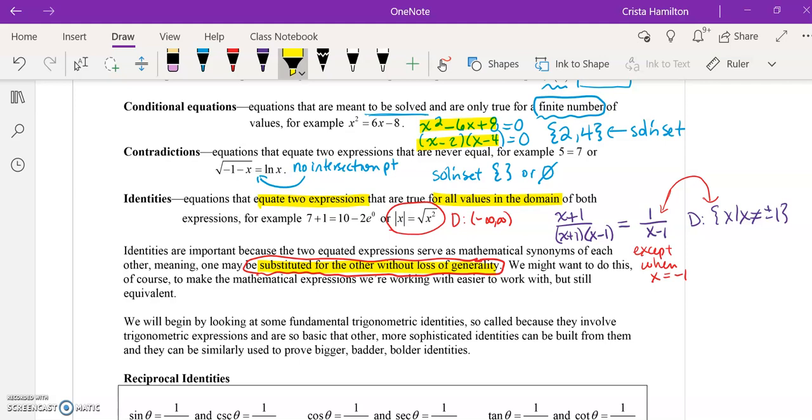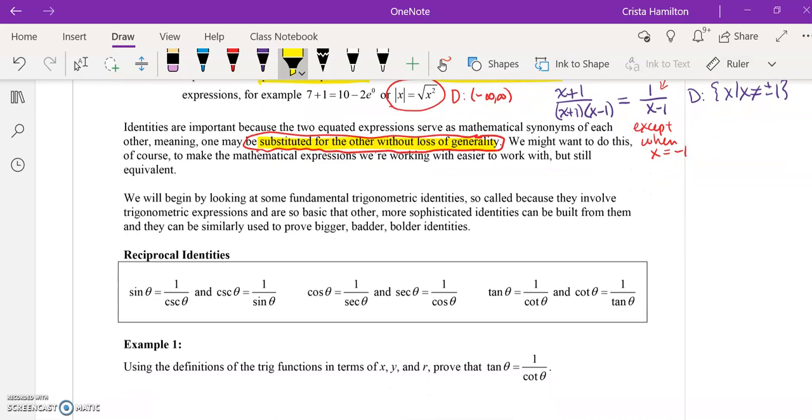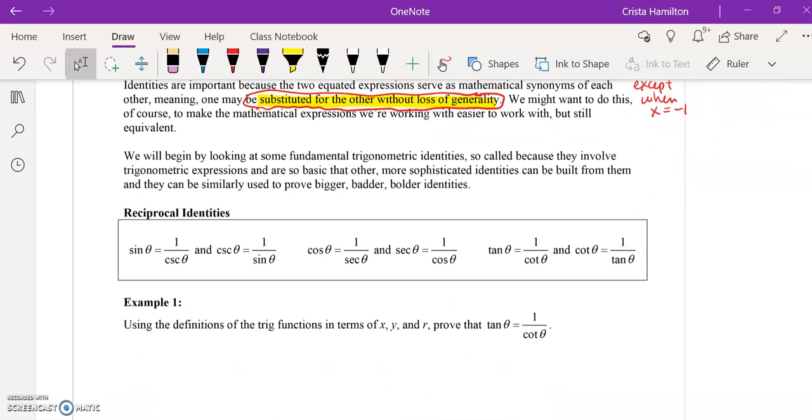So when we're looking at trig identities, those are things that involve trig expressions. And so now we're just moving into non-algebraic type identities that we would have seen. Now we've already seen these this year, and the ones that we're going to start with here are our reciprocal identities. So the first four right here are all your reciprocal identities: sine and cosecant are reciprocals of each other, cosecant and sine are reciprocals, and so on.